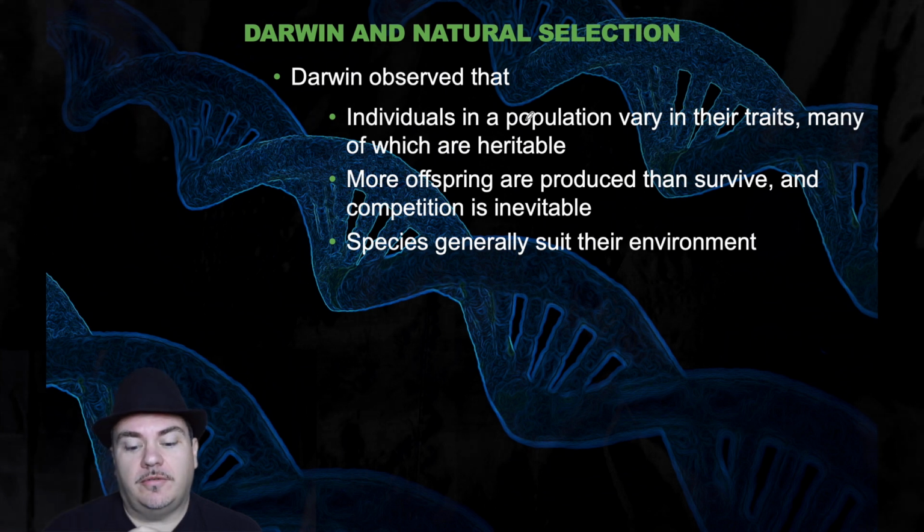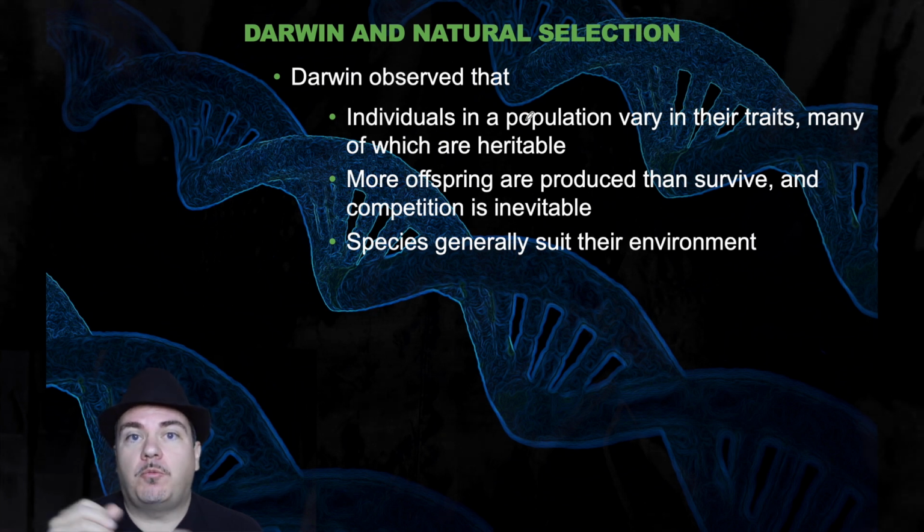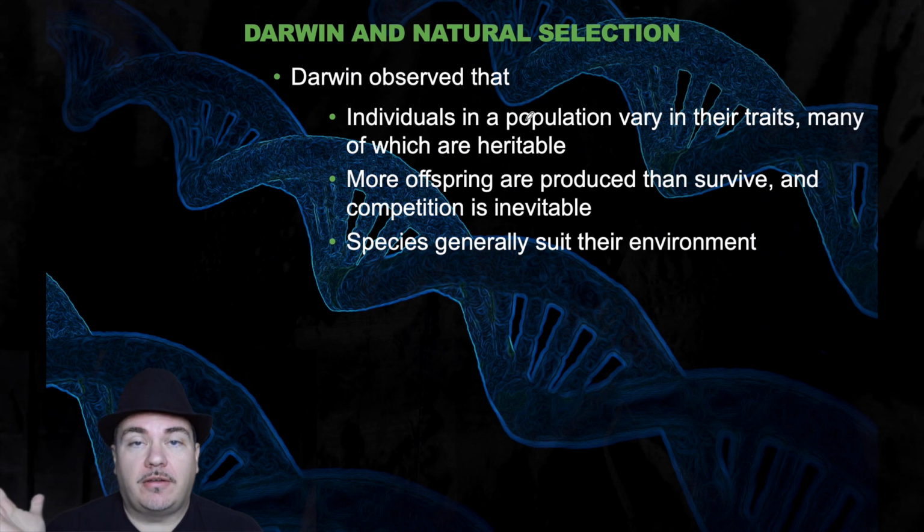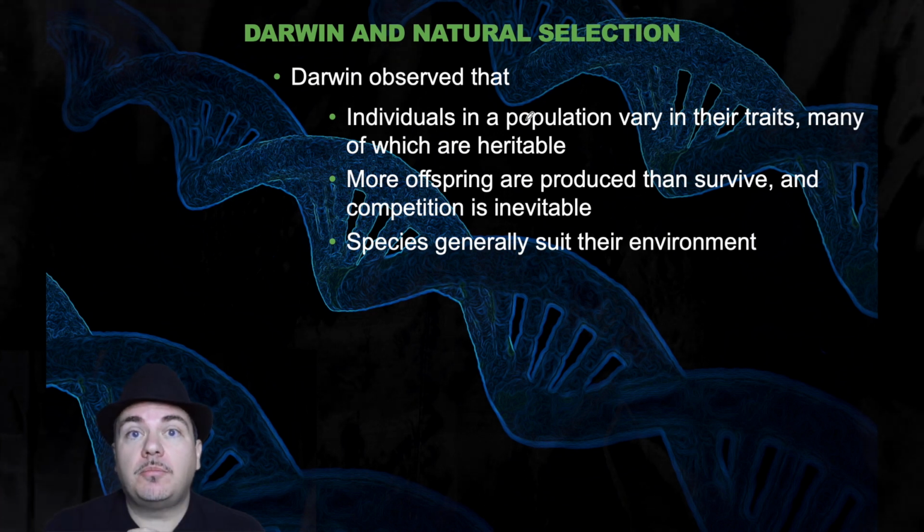Second thing that Darwin observed is that more offspring are produced than survive. So there's going to end up being competition between them. Now this is not talking about mice living protected in a lab. This is talking about wild field mice, mice living out in the wild. Out in the wild, more mice are born than are going to survive. Most of them will not survive long enough to have baby mice of their own.